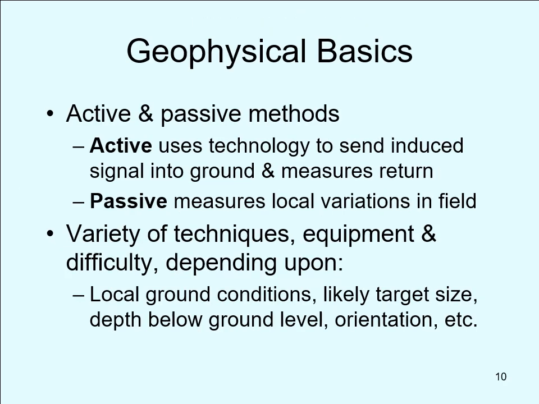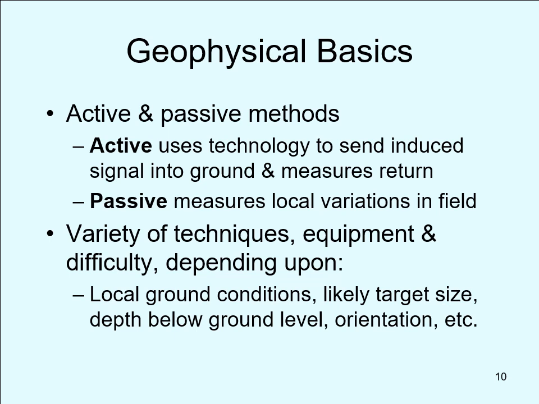Okay, so geophysical basics. There's active and passive methods. Most of them are active. They use some sort of technology, sending some sort of signal into the ground, ideally, and then you measure some sort of response or return. And you're looking for differences as you move the instruments around, normally on a survey grid pattern. Passive methods, there's only two: gravity, which you probably don't need in a forensic context, and magnetics, which you will. So you're measuring local variations in the Earth's magnetic field.